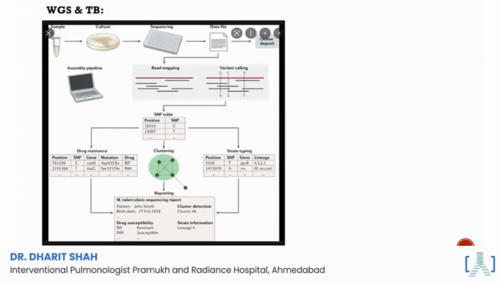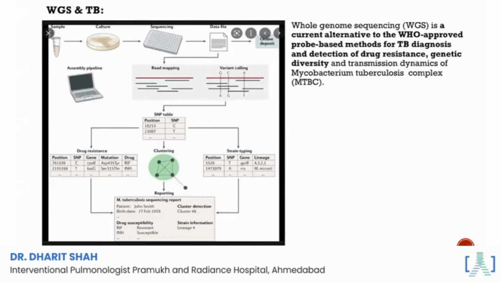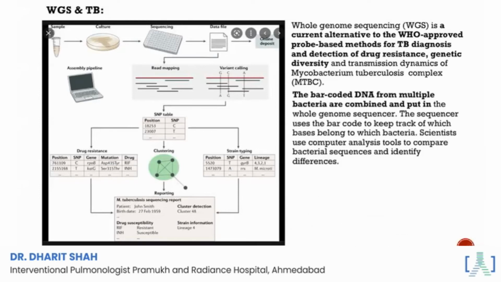So what are the advantages of WGS with TB? WGS is a WHO-approved method for investigation of the Mycobacterium tuberculosis complex. It is basically a barcode of DNA from multiple bacteria combined, so we can investigate bacteria other than TB also. If your patient has a comorbidity with TB, you can get the report of different bacteria also, for example that your patient has TB with a staphylococcus infection or MRSA infection or anything else. So this is the advantage of WGS.